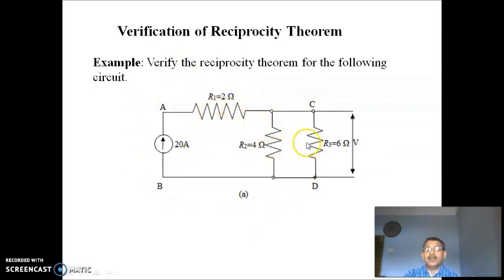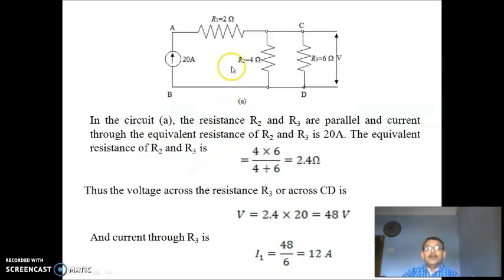Here, there are three resistances and one current source, a 20 ampere current source. First, we have to measure the voltage across these two terminals, that means across DC. Here the resistances R2 and R3 are in parallel, and the current through the equivalent resistance of R2 and R3 is 20 ampere. This 20 ampere will go through this resistance and also this equivalent resistance. The equivalent resistance of R2 and R3, which are in parallel, is 2.4.